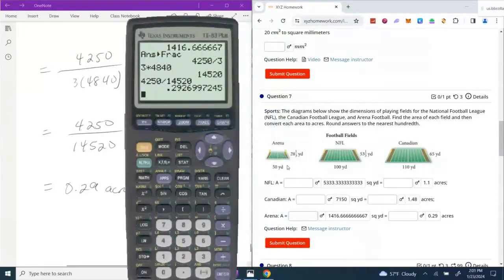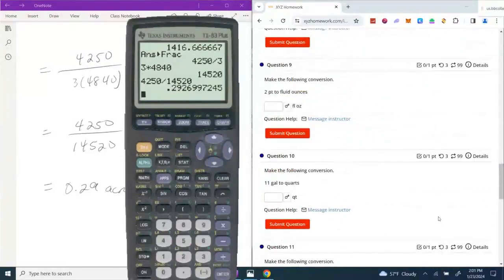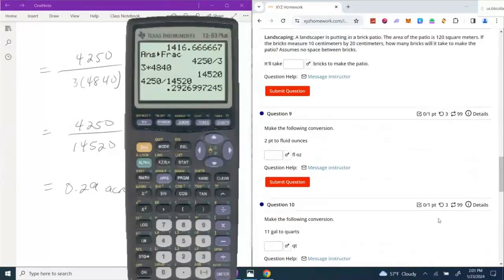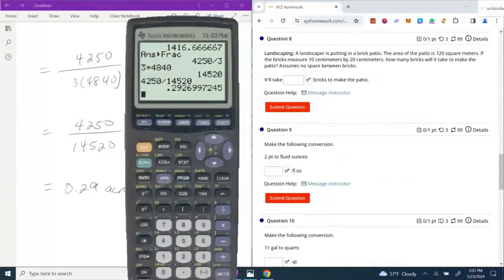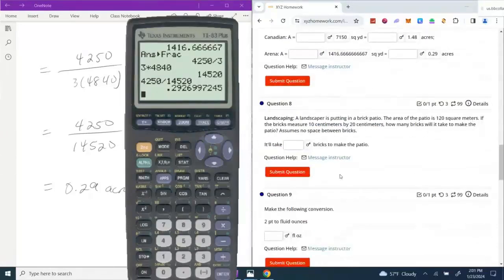All right, any questions about number 7? There was a question. I might have gone ahead, so I might be in the wrong section. Which one? Do you remember which one it was? It was something like a brick is 10 by 20 centimeters, and your patio is 50 square meters. Oh, that's this one. This is number 8.